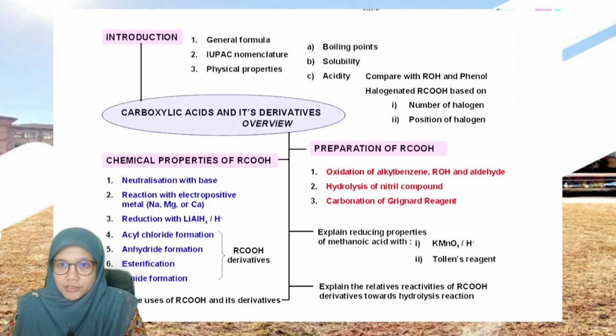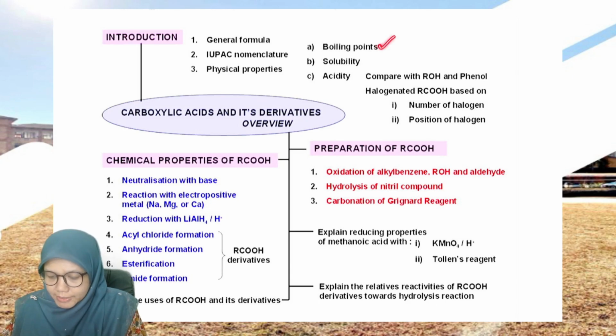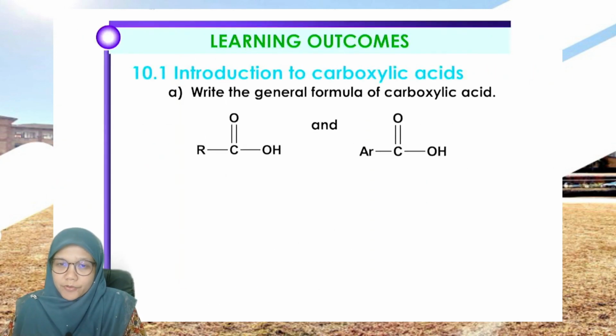For introduction, what we're going to learn is about general formula, IUPAC nomenclature and physical properties. And for physical properties, we're going to cover boiling points, solubility and acidity. Our learning outcome for today, for 10.1 Introduction to Carboxylic Acids, A: write the general formula of carboxylic acid.